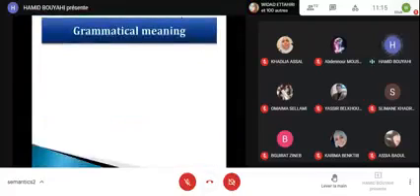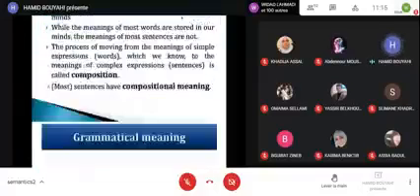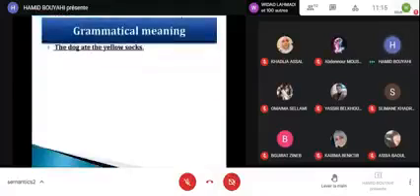So first, we'll start with the grammatical meaning. This time, I think we have talked about lexical meanings, now grammatical meaning, in a sense. Let's see this expression. The dog ate the yellow socks. Which ones are content words? Lexical words.